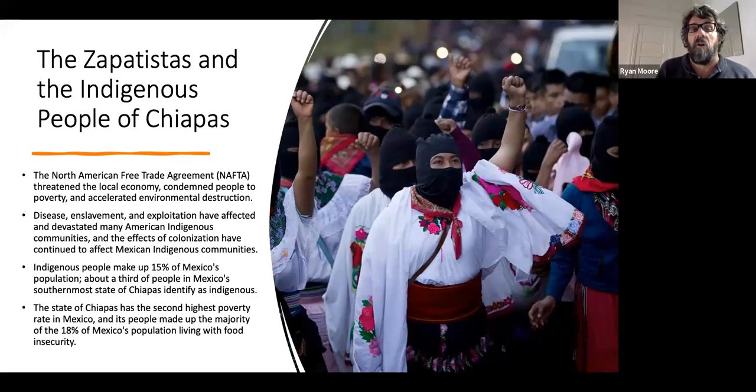And with that, the state of Chiapas also had one of the highest poverty rates. The people of Chiapas had the second highest poverty rate in Mexico, and the people there made up the majority of the 18% of Mexico's population that is living with food insecurity. So this is a place where poverty and devastation had already been concentrated, and they would be made that much more vulnerable by NAFTA, as so many communities were devastated by this free trade agreement.